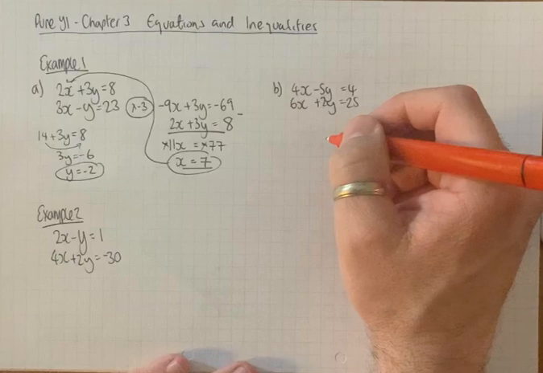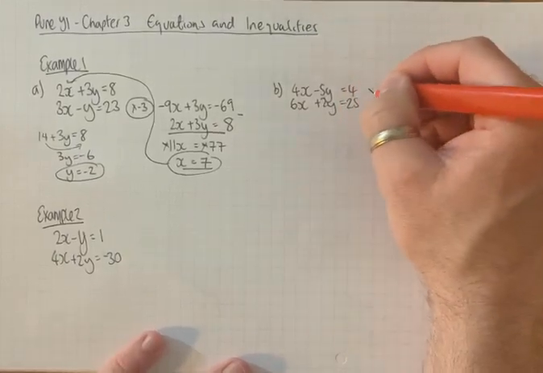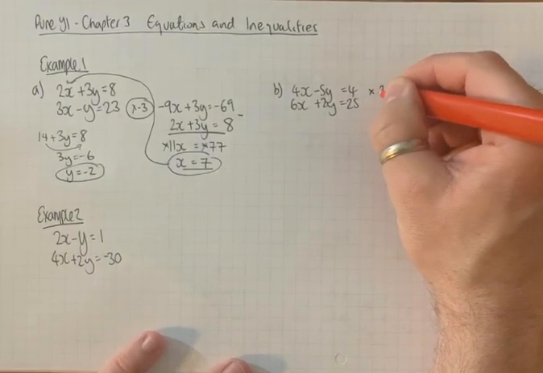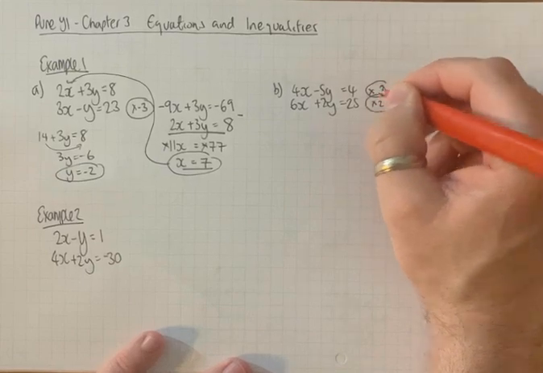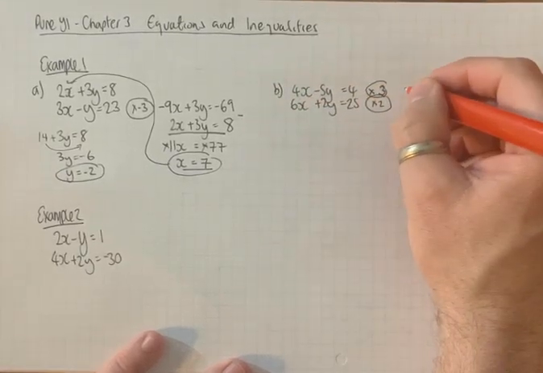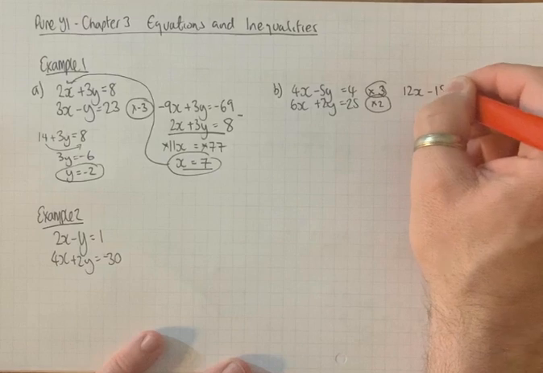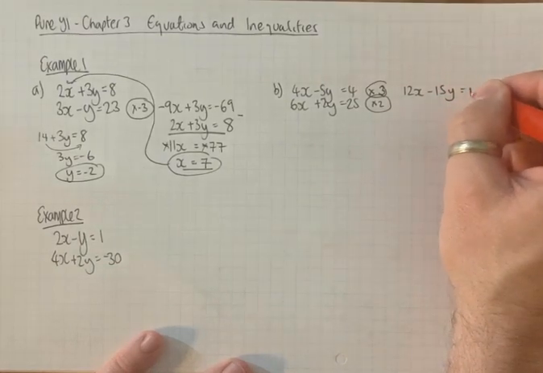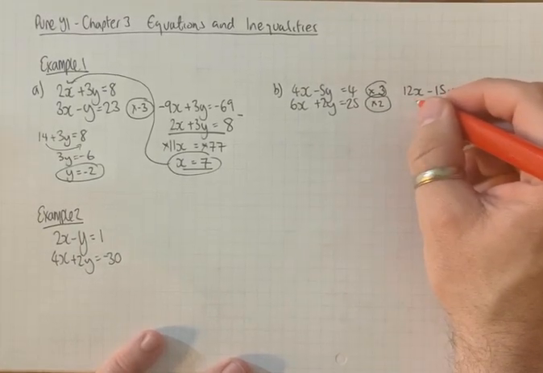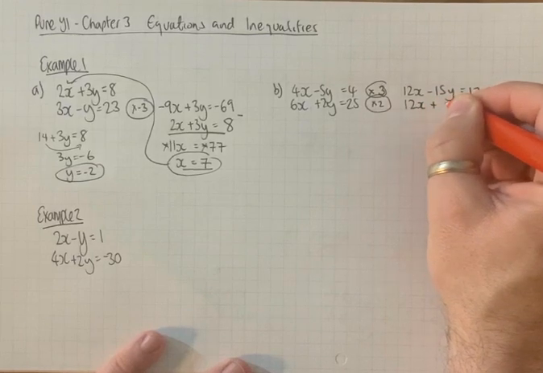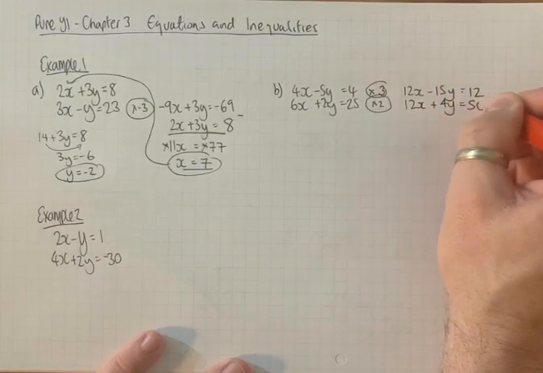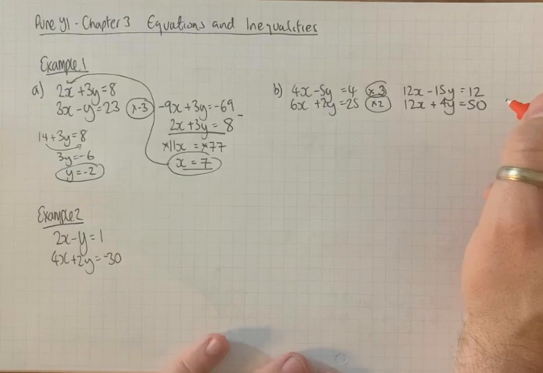On to b, and in b we'll make the x's the same, so I times the first one by 3 and the second one by 2, then I'm going to get 12x and 12x. So I get 12x take 15y is 12, and times the second one by 2, 12x plus 4y equals 50. Again, I want to subtract.